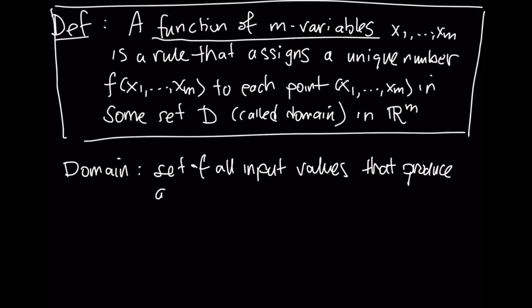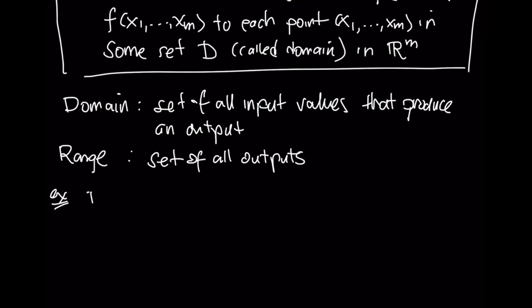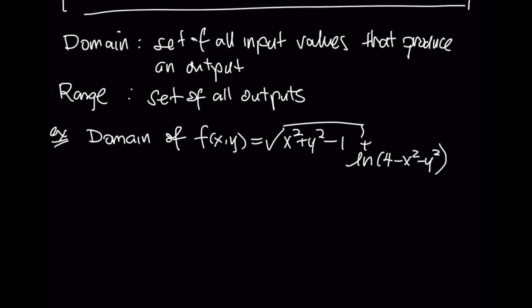Now, you've had a lot of experience in previous courses finding domains and ranges of single variable functions, and the ideas are very similar when you're working with multivariable functions. So let's say we would like to find the domain of square root of x squared plus y squared minus 1 plus the natural log of 4 minus x squared minus y squared. Now, this is a function of two variables because it has two inputs, x and y.